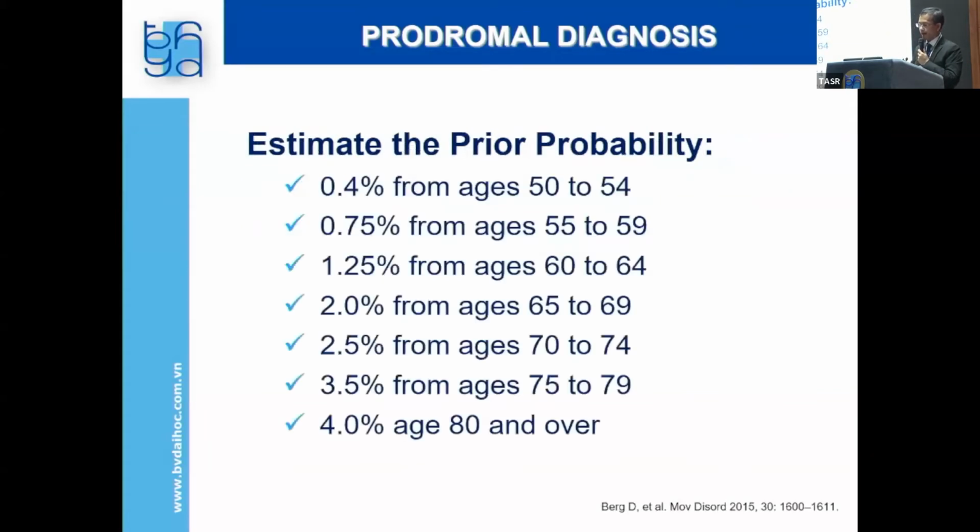With the prior probability, we estimate by the prevalence. For example, for people at the age of 50 to 54, the prevalence of Parkinson's disease at this age is 0.4%, and for an age of more than 80 years old, the prevalence is 4%. So that gives the prior probability.